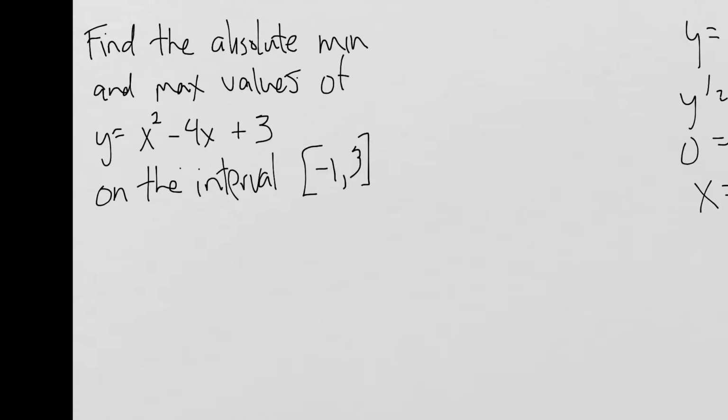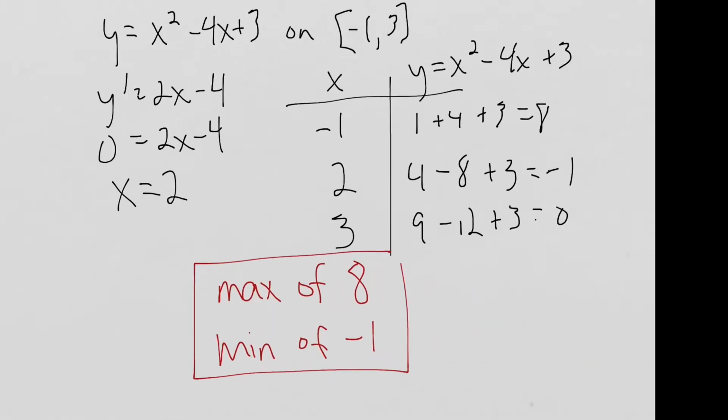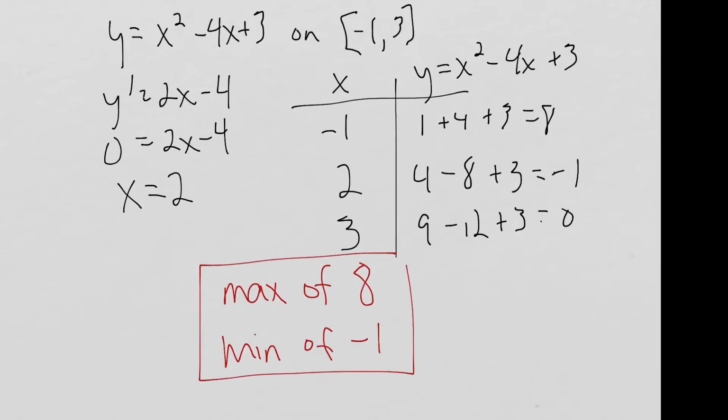Similar process, but almost less work. You need to make a chart where you test the endpoints. So hopefully that jogs your memory a little bit, right? So go ahead, give it a shot. Hit pause. And I'll go over now. So you may not remember this as much because it was a long time ago that we did this, but the answer is in red right here. A max of 8 and a min of negative 1. With this work, that's the complete answer.